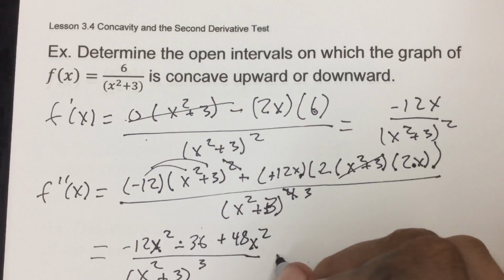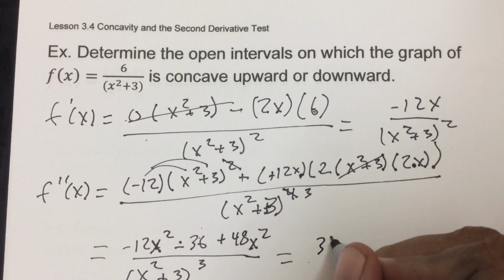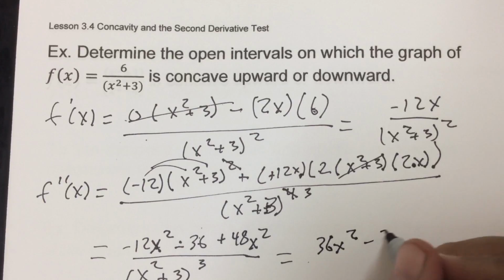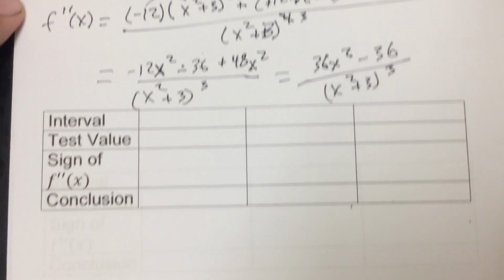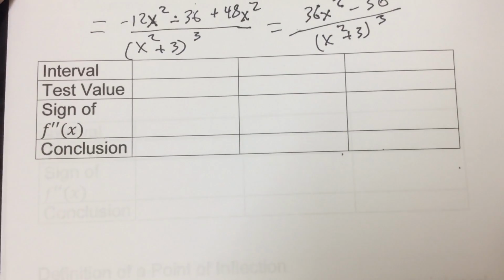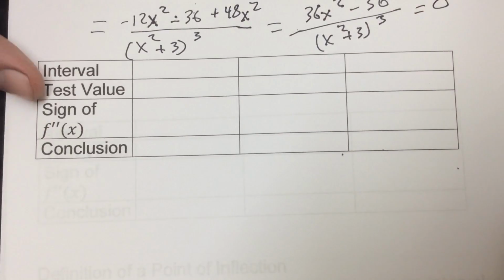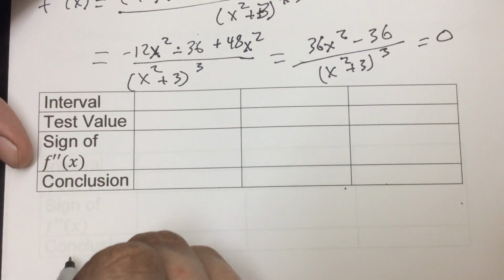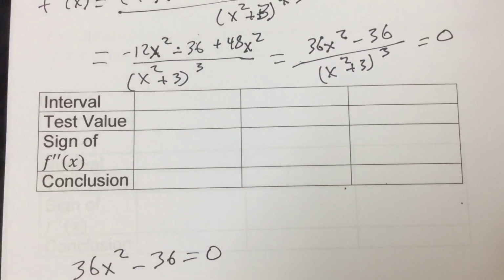So, to simplify this, we would have negative 12x squared plus 48x squared is 36x squared minus 36 over x squared plus 3 cubed. Now, since I ran out of room, I'm going to do it down below here. But to find where this equals 0, all we have to worry about is where the top is 0. So 36x squared minus 36 equaling 0.